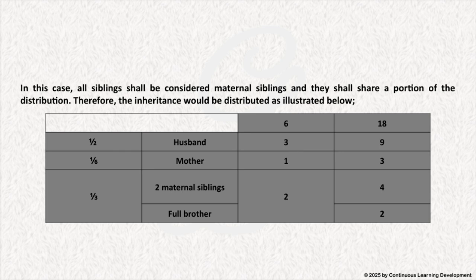The key takeaway here is understanding how the shares are allocated based on the relationships, especially the maternal ties, which influence the inheritance shares. This example really underscores the importance of knowing family relationships and how they affect inheritance distribution, which ties back to our overall theme of understanding inheritance laws and their application.